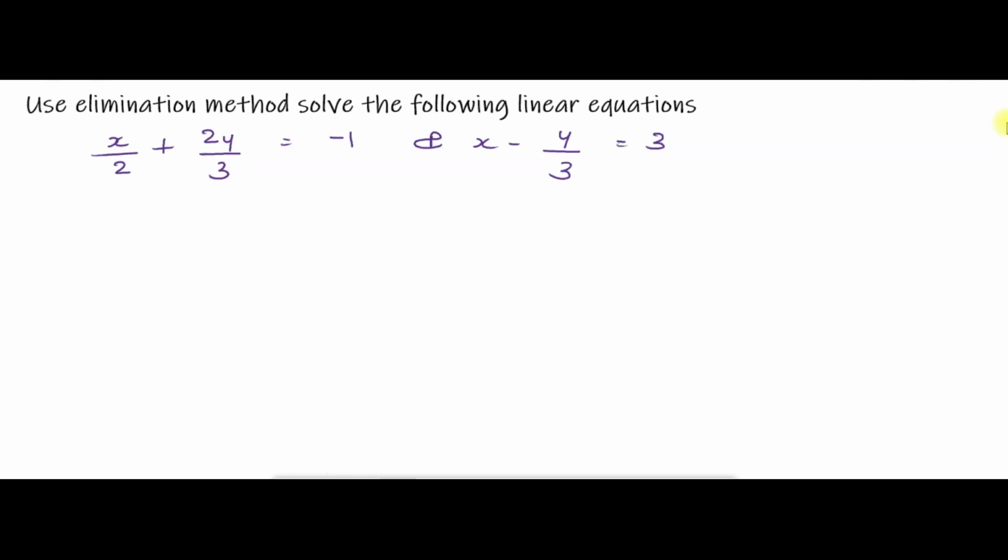Second question. x by 2 plus 2y by 3 is equal to minus 1 and x minus y by 3 is equal to 3. Use elimination method. You have to solve these following equations. First, when you look at these equations, they are in the form of fractions. So, first take the LCM and make it without a fraction term. Here the LCM is 6.